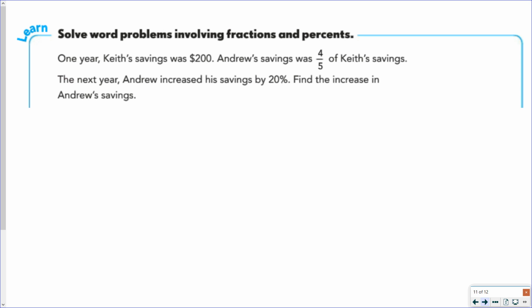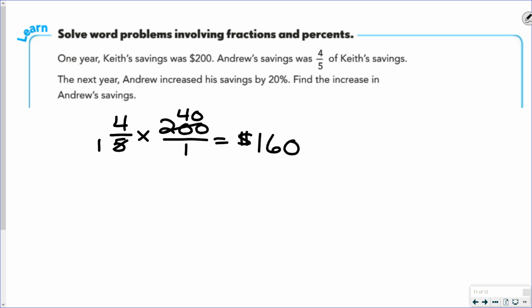1 year, Keith's savings was $200. Andrew's savings was 4/5 of Keith's savings. The next year, Andrew increased his savings by 20%. Find the increase in Andrew's savings. Well, we should first figure out what Andrew's savings is, and since it's 4/5 of, that tells us to multiply, and it's 4/5 of Keith's savings, and Keith's savings was $200. 5 becomes 1, 200 becomes 40, should be $160.